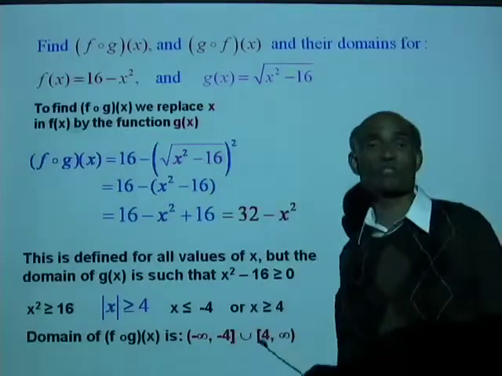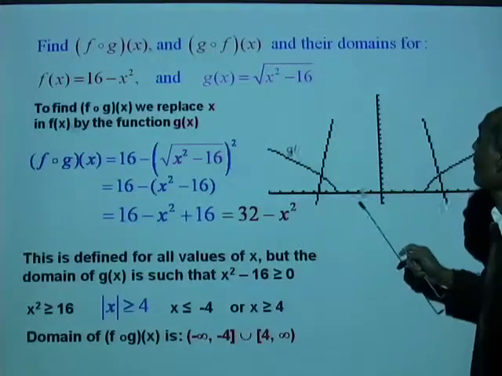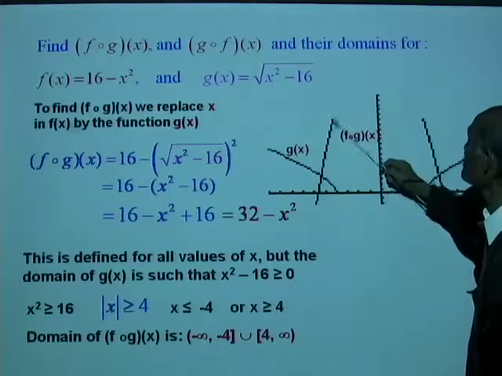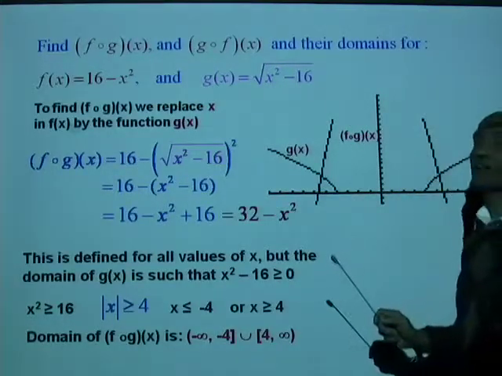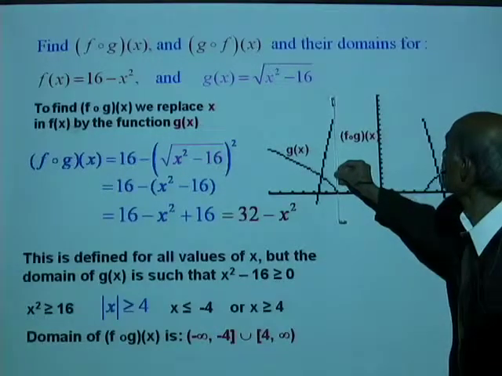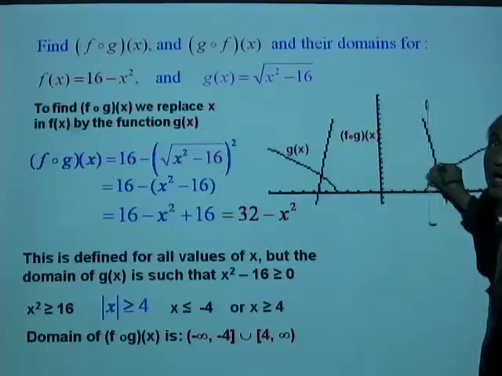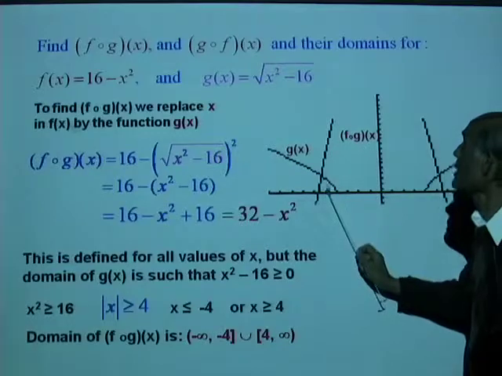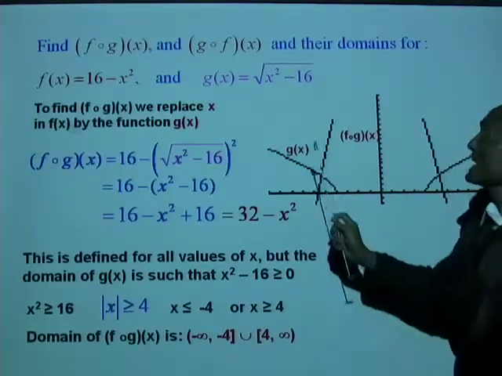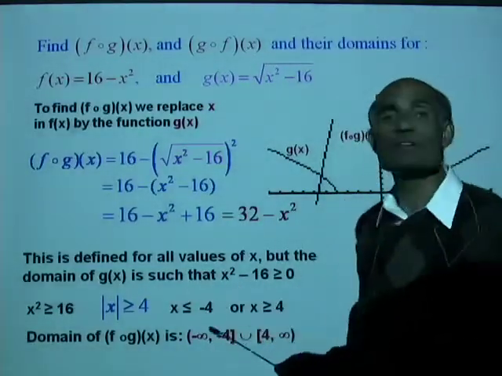Alright, draw a graph of this and see whether this is true. Well, here is the graph of g of x, and look at the graph of f of g of x. These two pieces are the graph of f of g of x. You notice that there is no graph of f of g of x between negative 4 and 4. That means numbers between negative 4 and 4 are not in the domain of f of g of x. So you should always verify these things graphically.